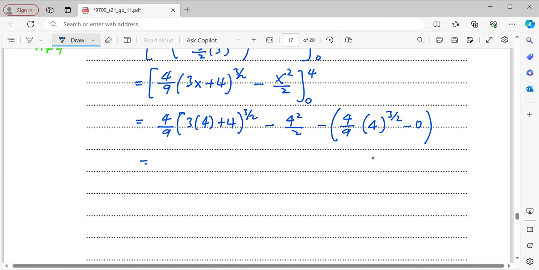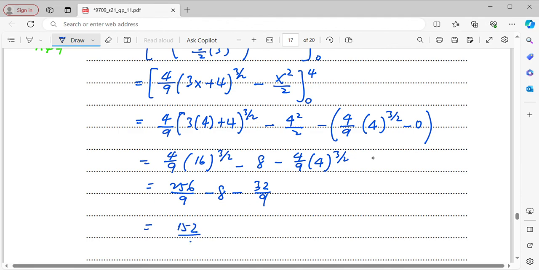So here you will get 4 over 9, this is 16 to the power 3 over 2, minus, this is 16 over 2, so 8, then minus, here is going to be 4 over 9 times 4 to the power 3 over 2. Then at last you will be getting 256 over 9 minus 8 minus 32 over 9. So lastly, the area is going to be 152 over 9. So this is the exact area.